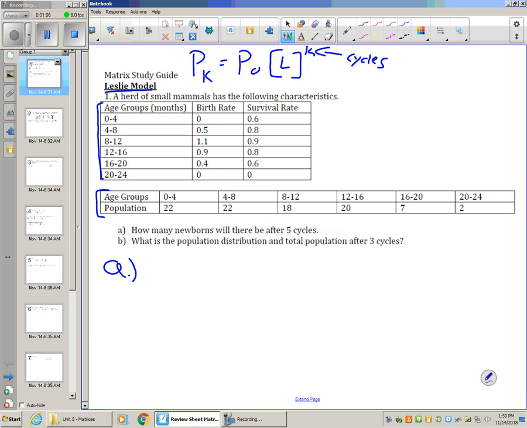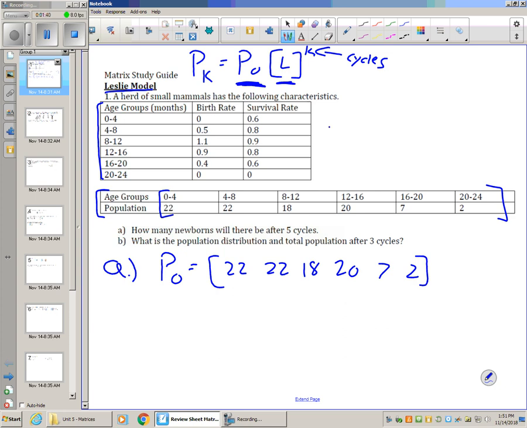Well, in order to do this problem, you need to have a P sub 0 matrix and a Leslie matrix. Okay? So your P sub 0 matrix is equivalent to, well, just the numbers in this chart. Okay? It's just your initial amount of animals or initial amount of population that you have for each age group. So in this case, 22, 22, 18, 20, 7, and 2. Okay, so that's your initial population.